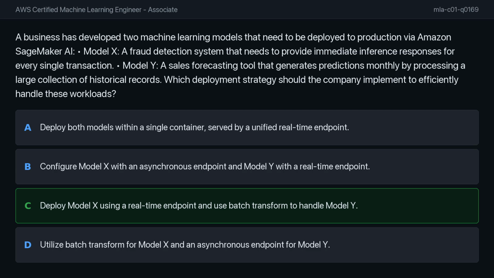A quick exam tip. Always match the inference method to the business requirement. If you need an instant answer for individual requests, think real-time. If you are processing large, non-urgent datasets, look towards batch transform. Understanding the specific constraints of your production environment is key to passing these types of infrastructure questions.